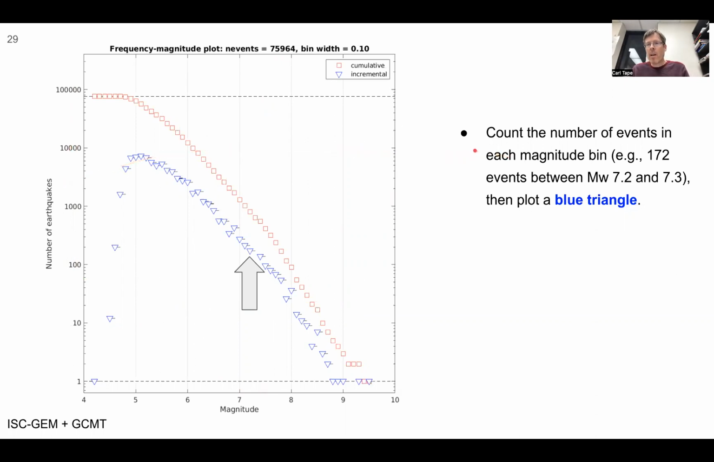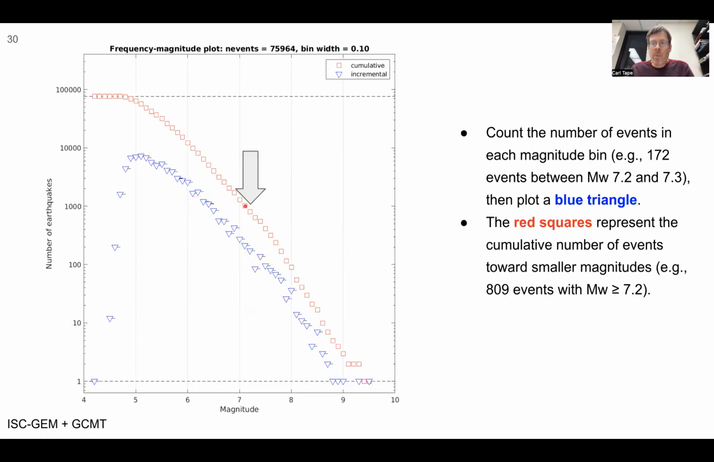So what you do here is you take your catalog, count the number of events in each magnitude bin. For example, 172 events between magnitudes 7.2 and 7.3, and then plot this blue triangle. And you do that for each set of events in your catalog to get this picture. The red squares represent the cumulative number of events toward the smaller magnitude. So there are 809 events with magnitude greater than or equal to 7.2. So this represents the sum of all these blue triangles to the right, represented by this value right here. And it turns out this cumulative curve is a little smoother.